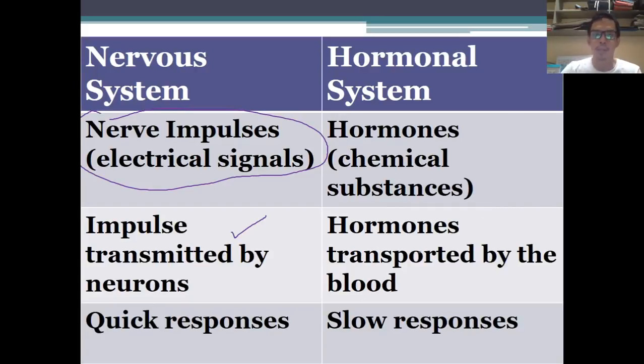Next, as I've said earlier, the nervous system has quick responses and the hormonal system technically has slow responses. But in terms of effect, the hormonal system is widespread while the other one is localized. So these are the first three differences between the nervous and hormonal system.